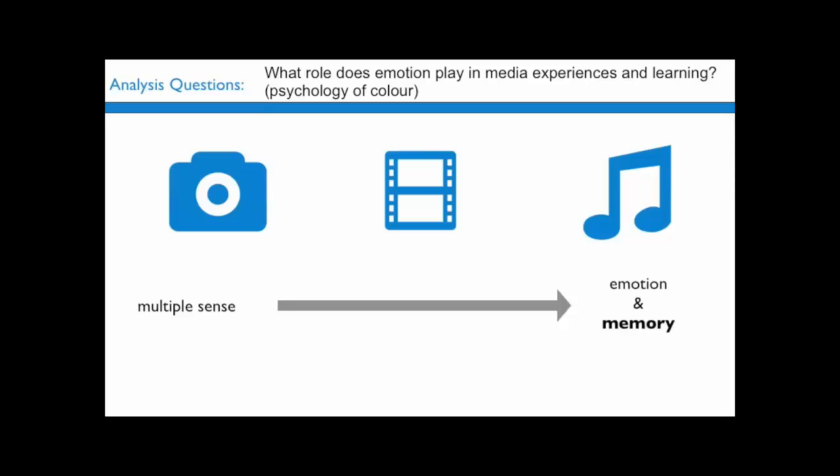Now, the next thing to think about is what role does emotion play in media experiences and learning? What we think about here is that the integration of digital technology with effective design that is visual allows for multimedia experiences that tap into multiple senses. This is important because we know that the more senses that are stimulated in the experience, the more likely an individual is going to remember that experience. Essentially, emotion plays an important role in learning.